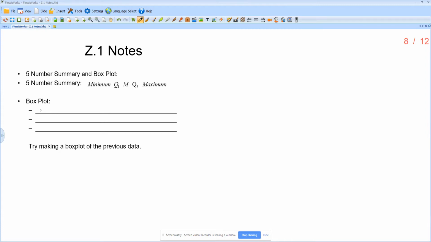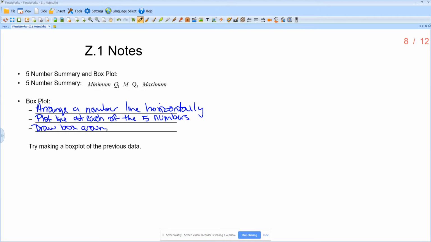So to make a box plot, what you're going to do is arrange a number line horizontally. Essentially, just like graphing where you make your x-axis, you're going to make a number line horizontally. And then you're going to plot a line at each of the 5 numbers. Once you've done that, you're going to draw a box around Q1 through Q3 and whiskers at min and max.